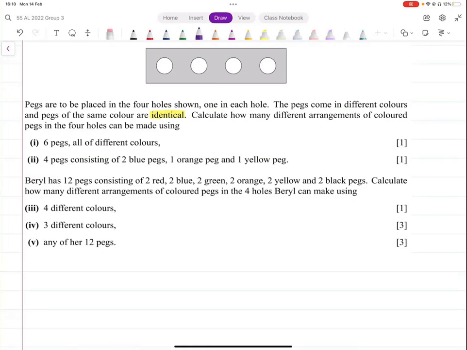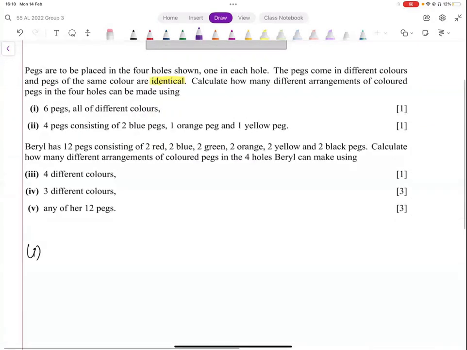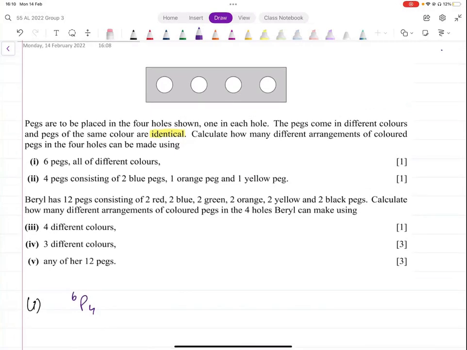Calculate how many different arrangements of colored pegs in the 4 holes can be made using 6 pegs, all of different colors. Yeah, so we have 6 pegs and 4 holes, right? 6 objects, and we have to place them in 4 places, right? So that's just 6P4. Or you can think of it like this. First hole ke liye kitni options hain? 6. Second ke liye 5. Third ke liye 4. Fourth ke liye 3. You can multiply all of them. And that's the same thing as saying 6P4. 6P4 bhi wahi hota hai.